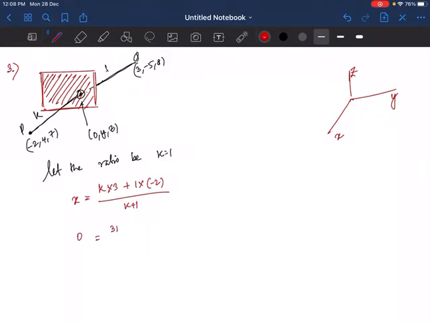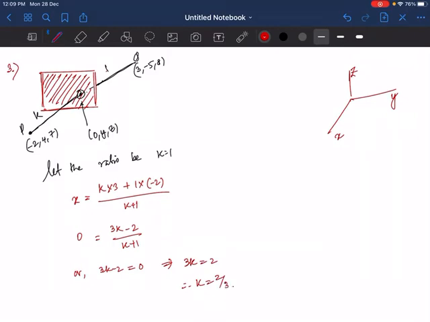So it will be (3k minus 2) divided by (k plus 1). If we cross multiply, it becomes 3k minus 2 is equal to 0. That implies 3k is equal to 2. So therefore k is equal to 2 by 3.